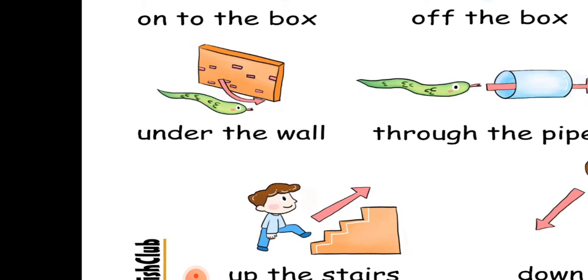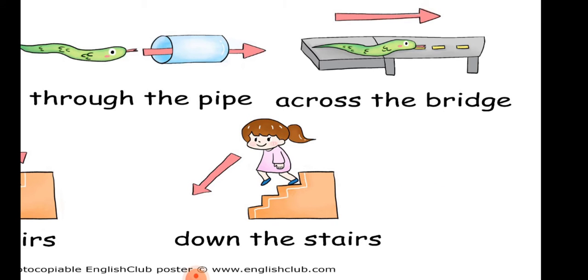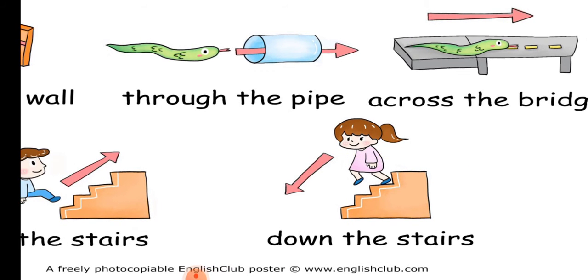Under the wall, so this is under the wall. If this worm is under the wall, then we'll say it's under the wall. Through the pipe, he's going through the pipe. If he's going to move through the pipe, so we'll say he's moving through the pipe. Across the bridge, he is going across the bridge, so we'll say that he's moving across the bridge.